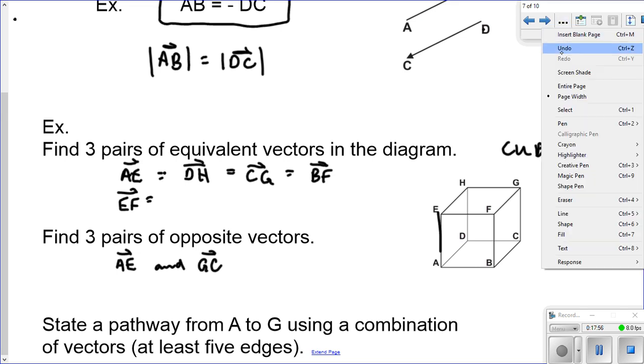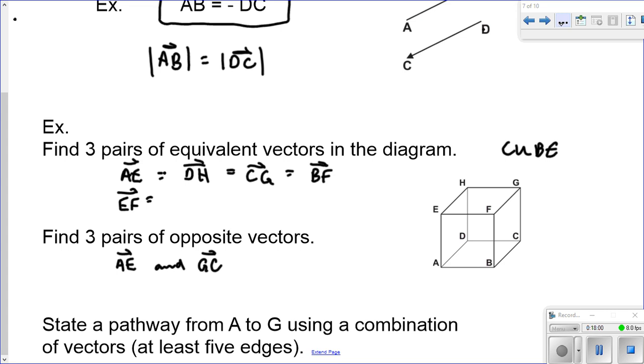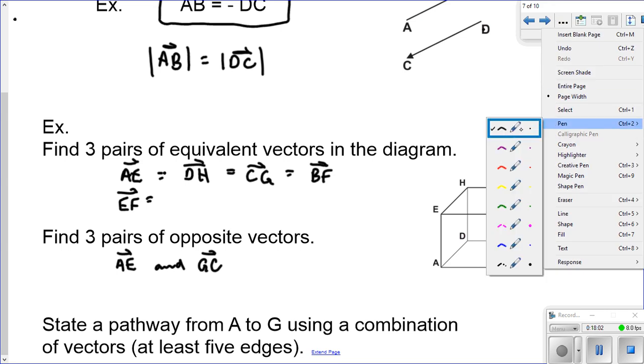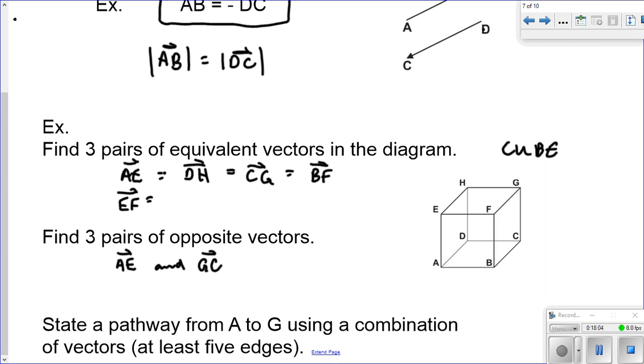So we just erase that. I don't want to mess this up again. Give me another set of opposite vectors. How about EH and GF? Let's go off the board here. Let's go BG, and so BG is opposite HA.